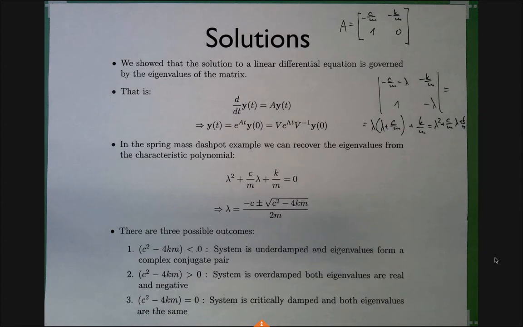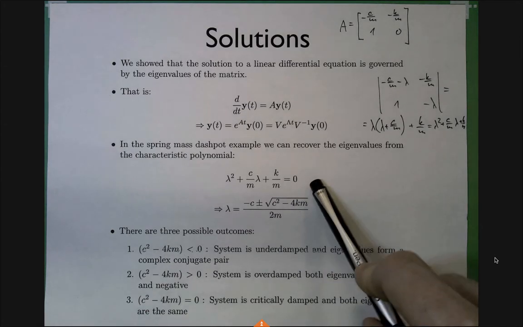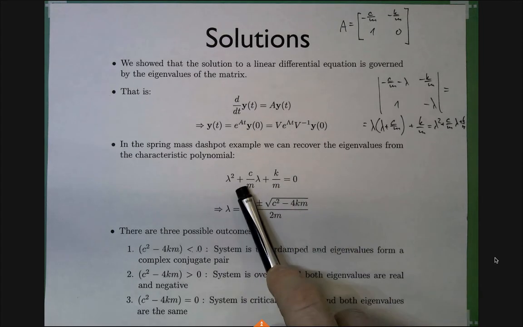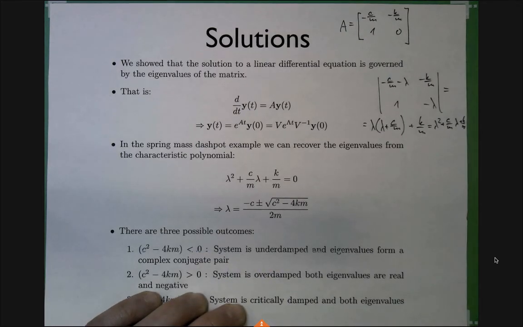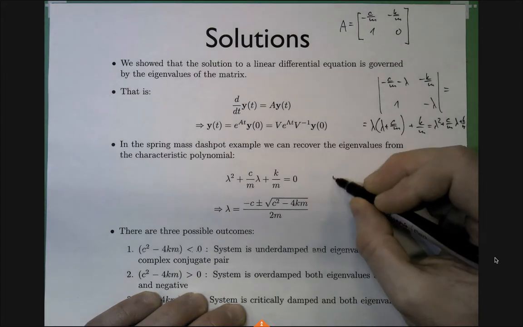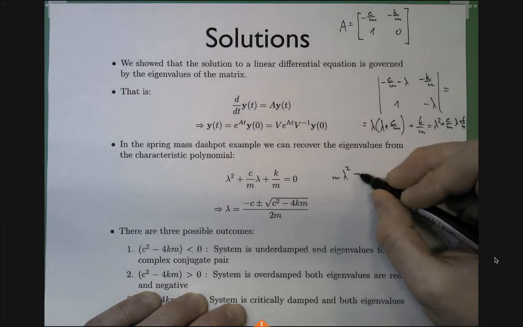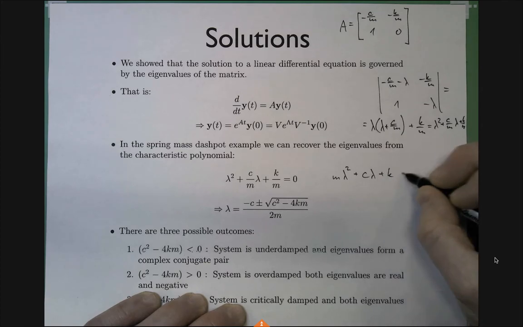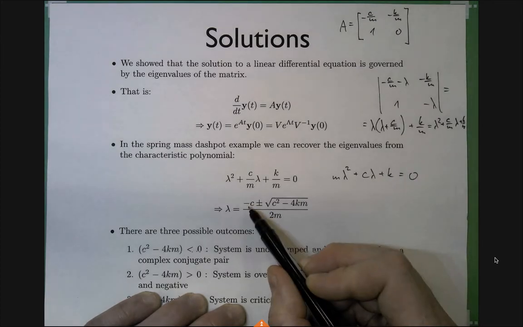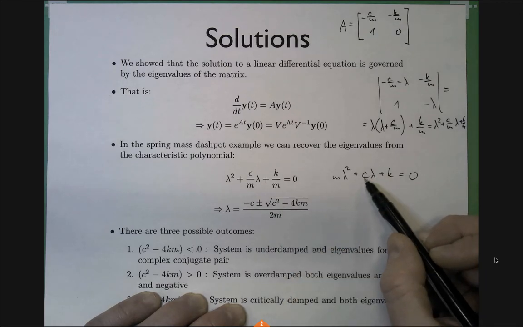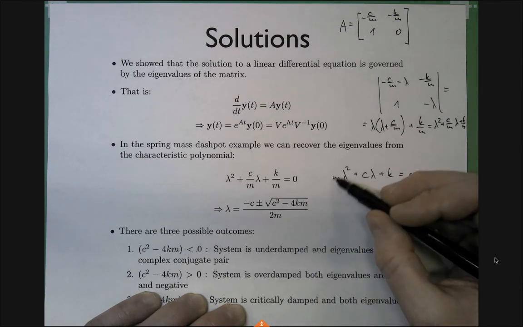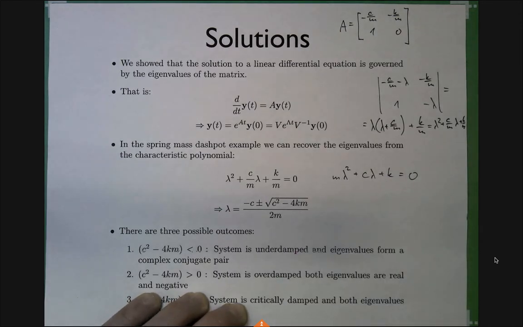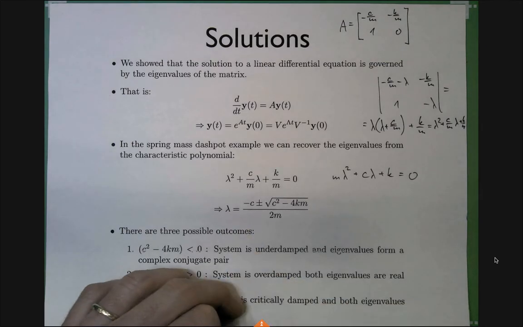Okay, and then I need to find eigenvalues. So it's again just a quadratic polynomial. So I apply the well-known formula. I guess I first multiply it by m, to make this a little bit easier. So m lambda squared plus c lambda plus k equals 0. And here I put minus b plus or minus the square root of the discriminant, which is c squared minus 4km, and that's correct, divided by 2a. So this is a, b, c. And those are the two eigenvalues, okay?